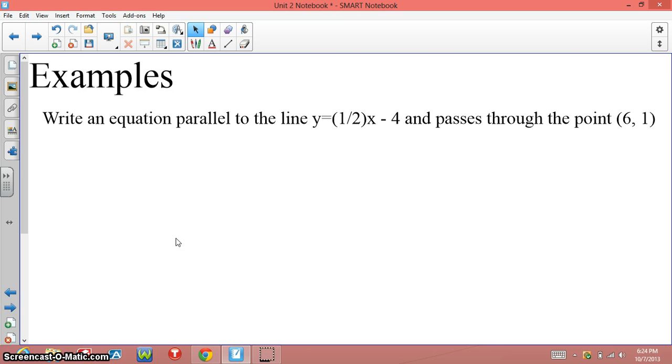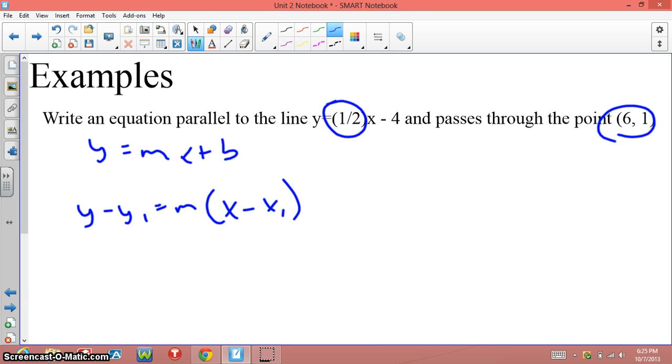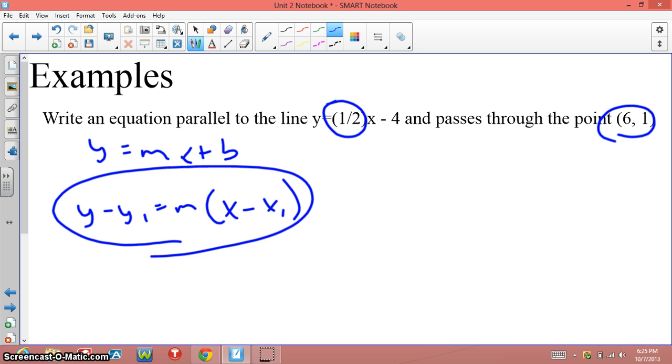Okay. Alright, so we want to write an equation of a line that's parallel to that line and passes through that point. Remember, we have two equations that we can use to solve this. We could use slope intercept form, y equals mx plus b, or we could use point slope form, which is y minus y1 equals m times x minus x1. Okay, so I can use either one of those two. In this problem, since I've been given a point, and I know the slope of a line that's going to be parallel, I want to use point slope formula.